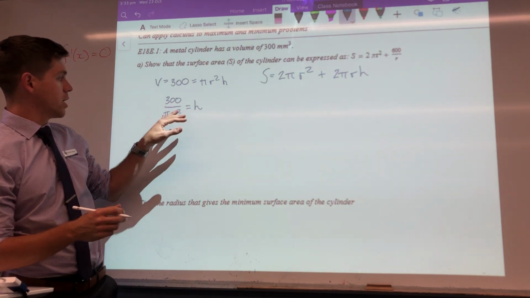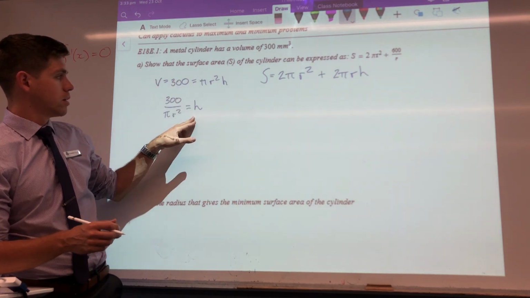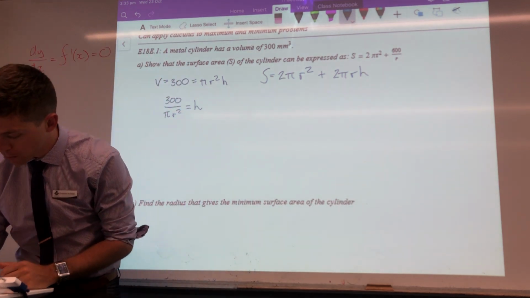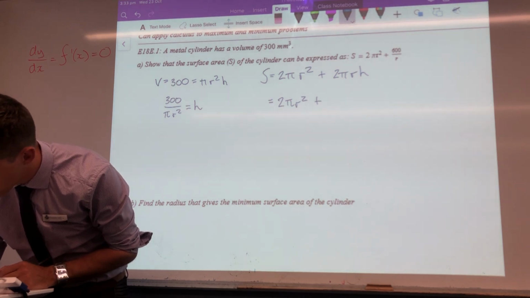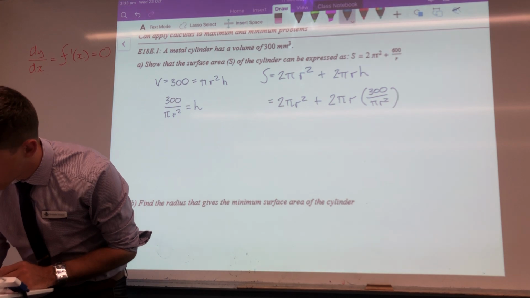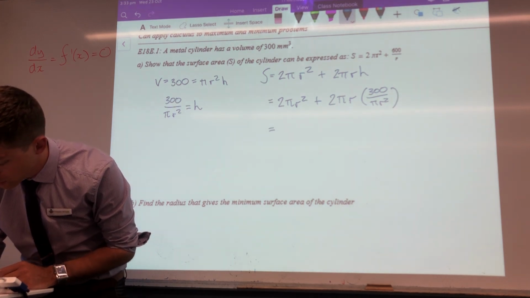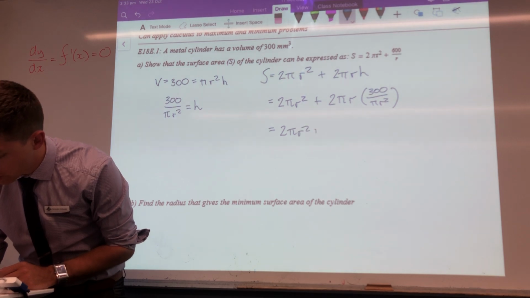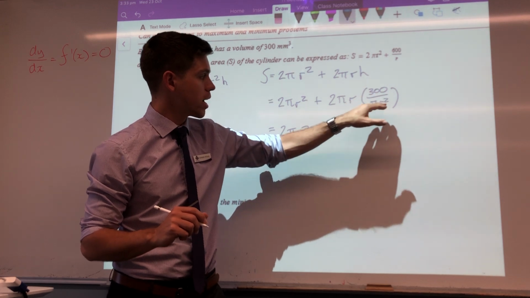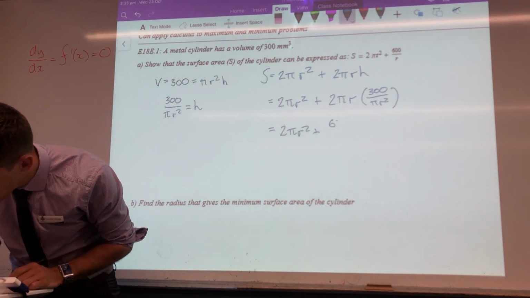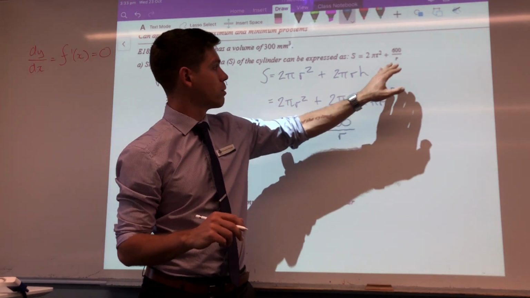Alright, so if we then substitute this into here, we can then eliminate the h term. 2 pi r squared plus 2 pi r times h, but h is equal to 300 over pi r squared. Okay, so the first term stays the same, 2 pi r squared plus 2 times 300, pi r times 300 divided by pi r. That leaves us with 600 over r, which is exactly what we wanted to prove here.